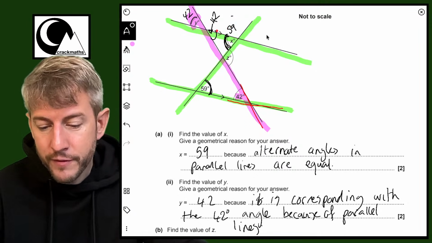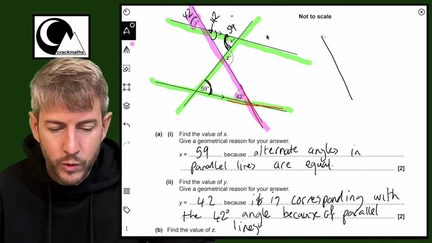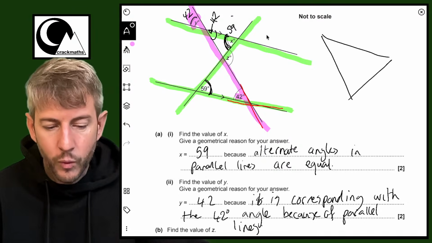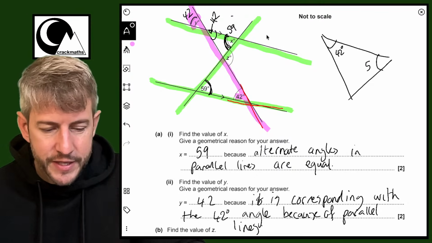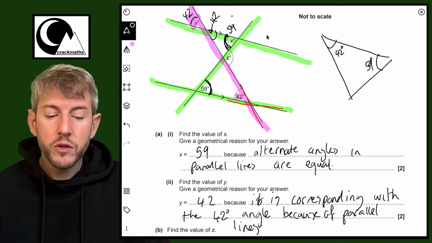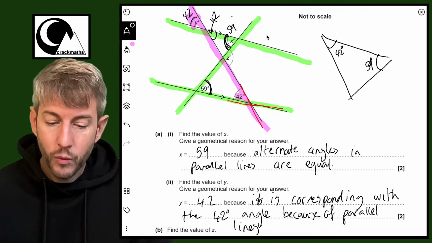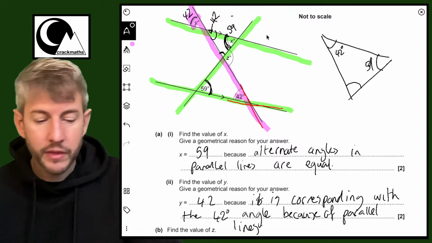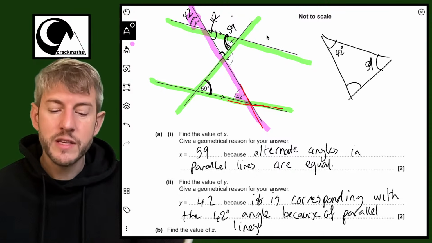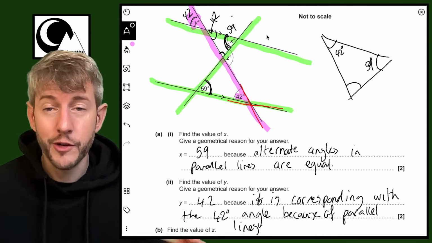Now, what we've got here is this little triangle. I'll just draw it out here, where this angle is 42 degrees, and this angle is 59 degrees. Because we know these two angles, we can calculate this angle here, which is this one, okay? Because the angles in a triangle add up to 180.